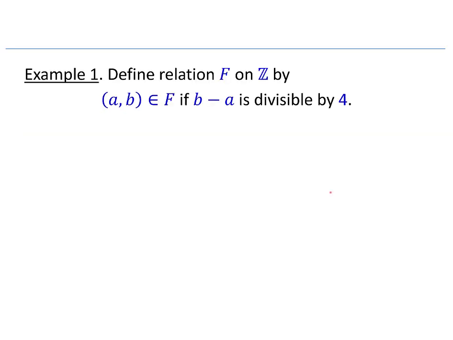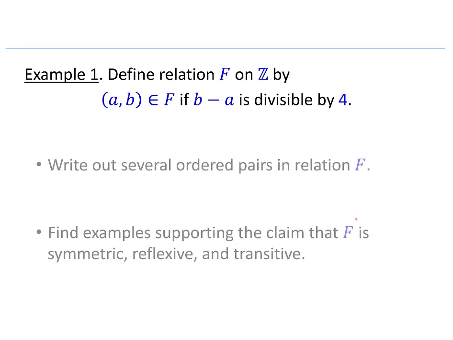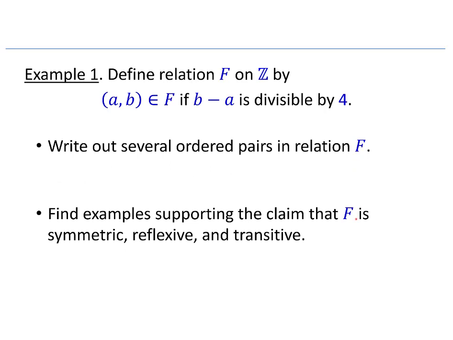Example 1. Define a relation F on the integers by pair AB is in the relation if B minus A is divisible by 4. So look at that, write out several ordered pairs in relation F, and find examples supporting the claim that F is symmetric, reflexive, and transitive. Go ahead and think about this for a couple minutes, then start the video up again when you want to check your work.